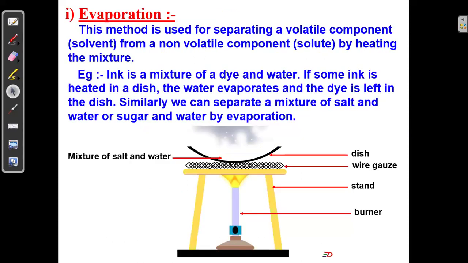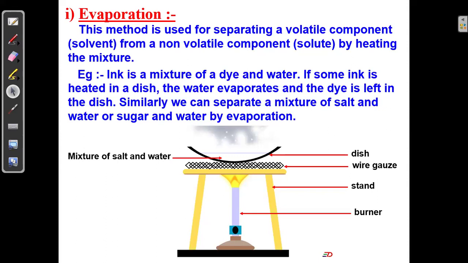So see, in this evaporation process, we have seen that this is a method used for separating a volatile component, that is a solvent, from a non-volatile component, that is a solute, by heating the mixture. Examples we have taken like salt and water. Ink is a mixture of dye and water. So if some ink is heated in a dish, the water will evaporate out and the dye is left in the dish. Similarly, we can separate a mixture of salt and water or sugar and water by evaporation. You don't have to boil water or heat it to 100 degrees Celsius. We just have to heat it slowly so that all the water evaporates out.